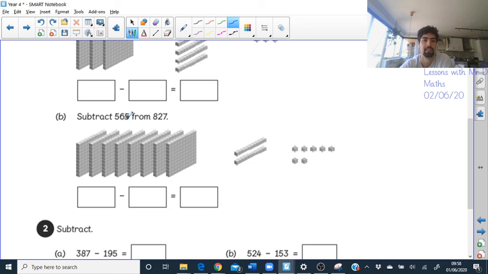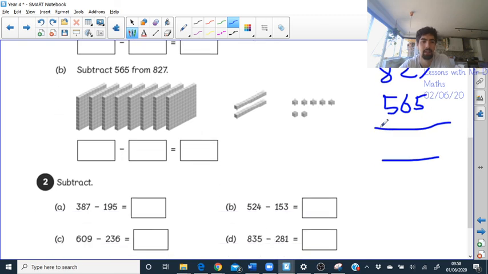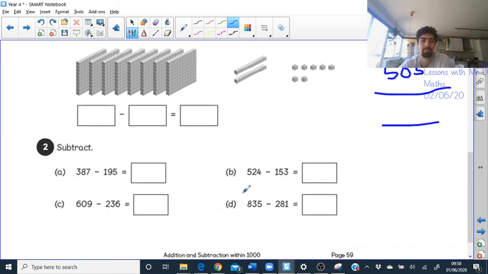Subtract 565 from 827, so that column method would be 827. Subtract, take away 565. It would look like this. We're taking this number away from this number. And there's some here for you to have a go.